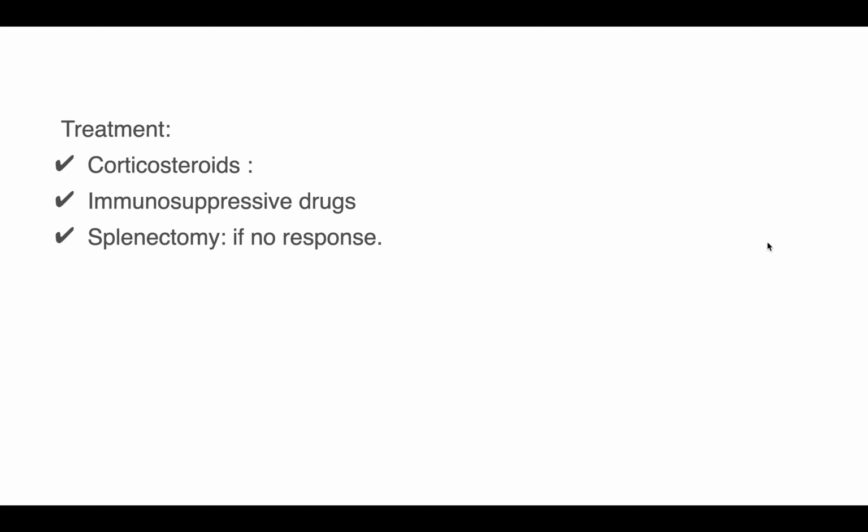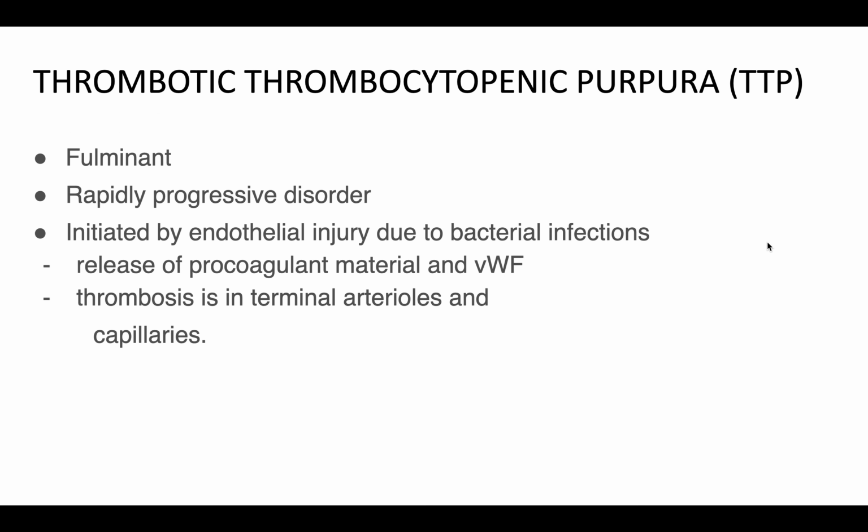Now the treatment for the chronic one is you can give corticosteroids or immunosuppressive drugs to suppress the immunity, and splenectomy if there is no response, because the reticuloendothelial system responsible for destruction of platelets is present in the spleen only. So that was about ITP.